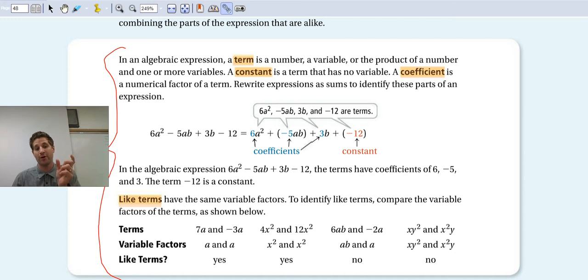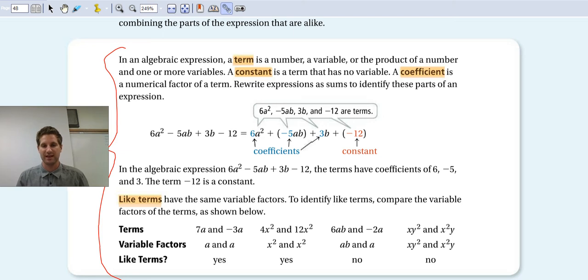So that basically means it's the number in front of a variable. So all of our coefficients, 6 is in front of our variable, -5 is in front of our variable, 3 is in front of our variable. So we can rewrite expressions as sums to identify these parts of an expression. So we look here, and this is our original statement. Here they're breaking up all the different coefficients. This is a constant because it does not have a variable, and then it has 1, 2, 3, 4 different terms. Notice they're separated by subtraction and plus signs. In the algebraic expression 6a squared minus 5ab plus 3b minus 12, the coefficients are 6, -5, and 3, and the term -12 is constant.